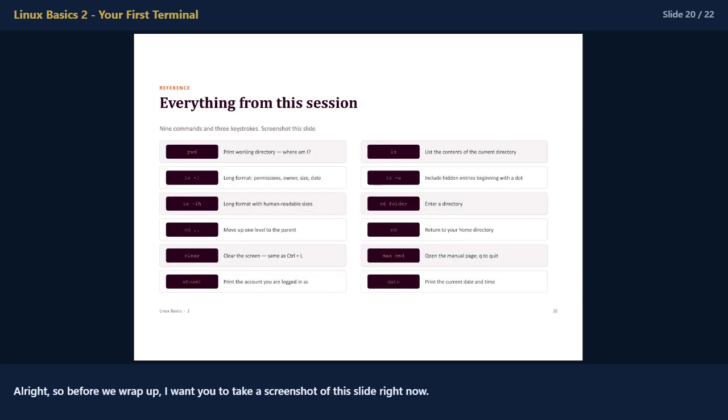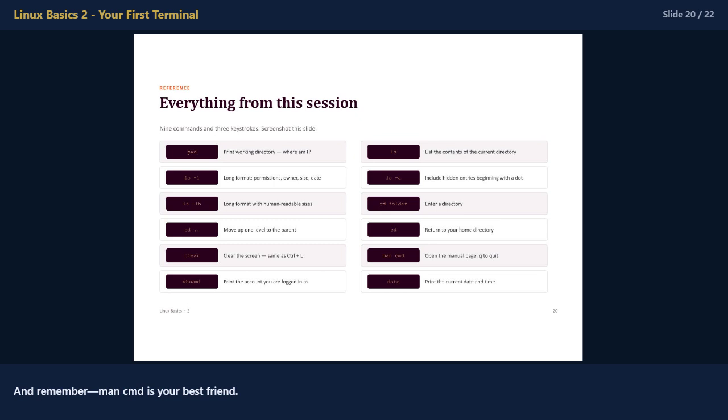Alright, so before we wrap up, I want you to take a screenshot of this slide right now. This is your reference sheet, bookmark it, save it, whatever works for you. Here you have 9 essential commands and 3 critical keystrokes that make up everything we've covered today. On the left, you've got your navigation and information commands, pwd, ls with its variations, cd for movement, clear, and whoami. On the right, the utilities you'll constantly reach for.